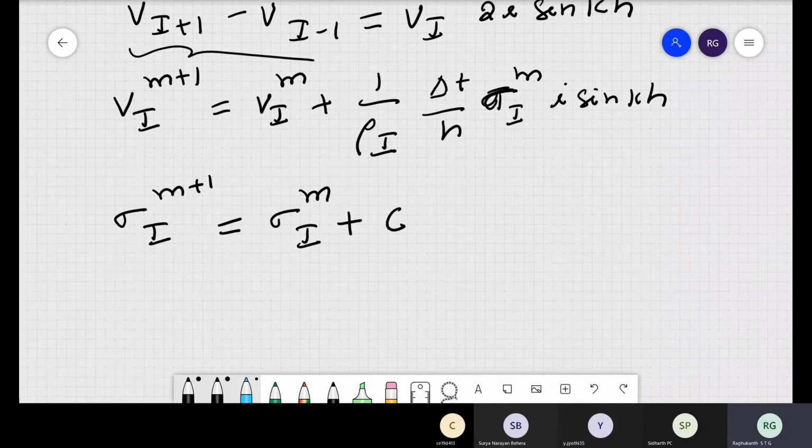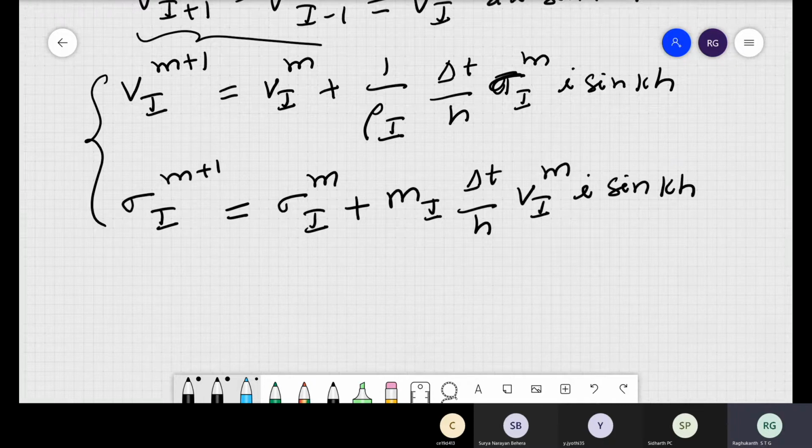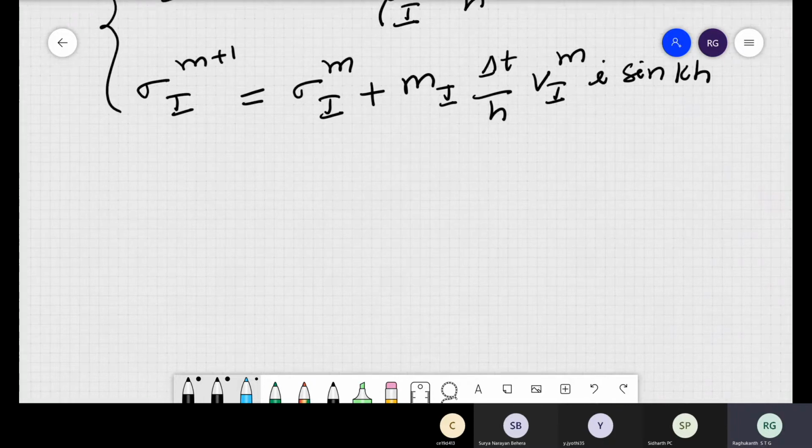So some C, of course, this m is here. So this is Young's modulus, delta T by H. Okay. So your velocity, then I sine is kh. So these are the two finite difference equations. If we substitute that plane wave e to the power of i(kx minus omega t) in a finite difference format, these two equations you can write in a nice fashion after arranging all those things.